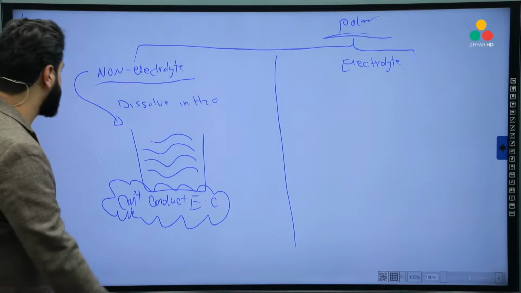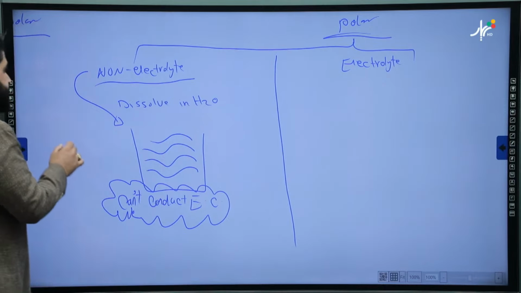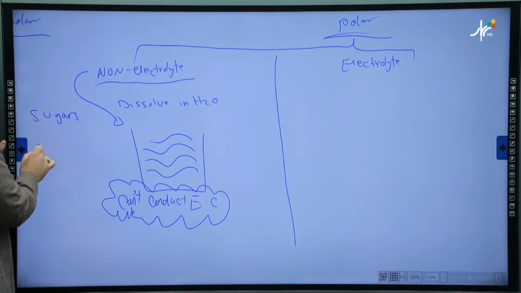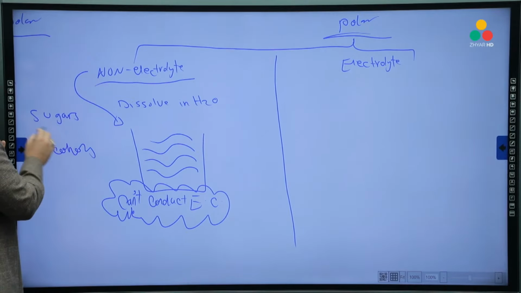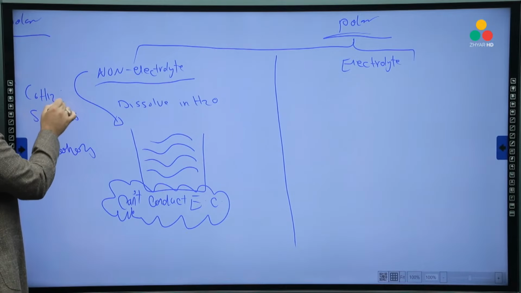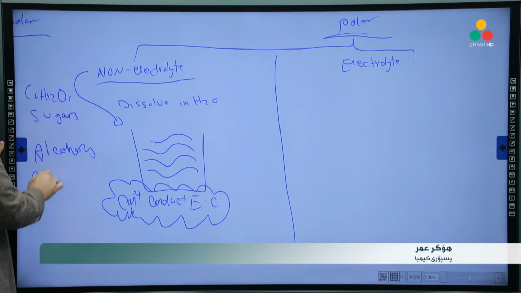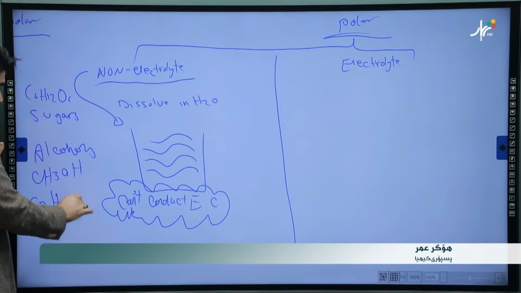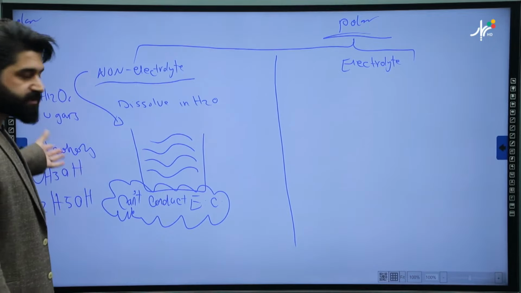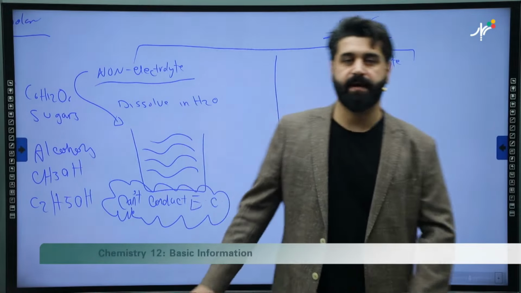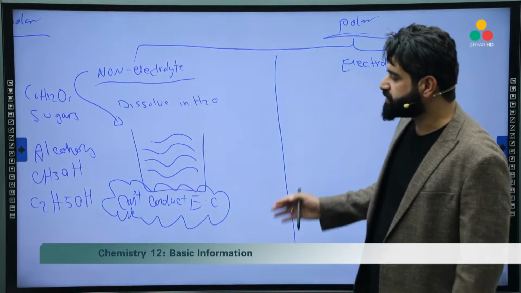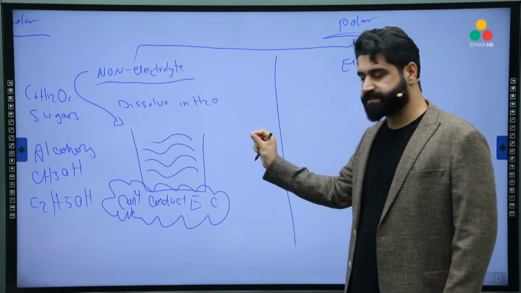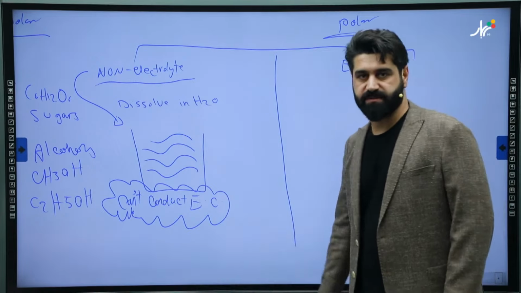As examples of non-electrolytes that are polar, we have sugars and alcohols. Sugars such as C6H12O6, alcohols such as CH3OH or C2H5OH. I mentioned each point quickly, but in my pamphlet I have mentioned this information in more detail. For now, just the idea. The idea is important.